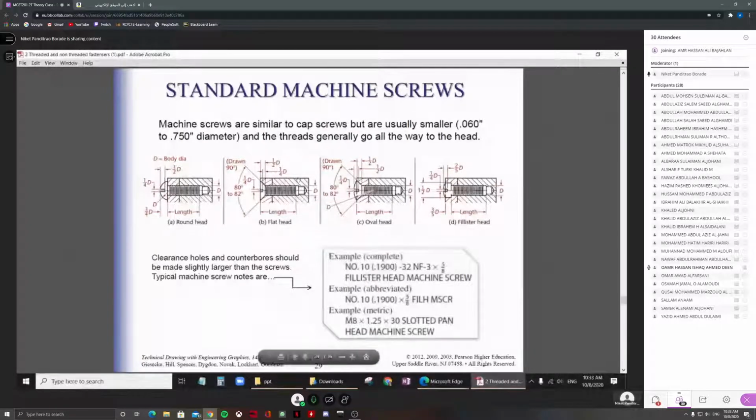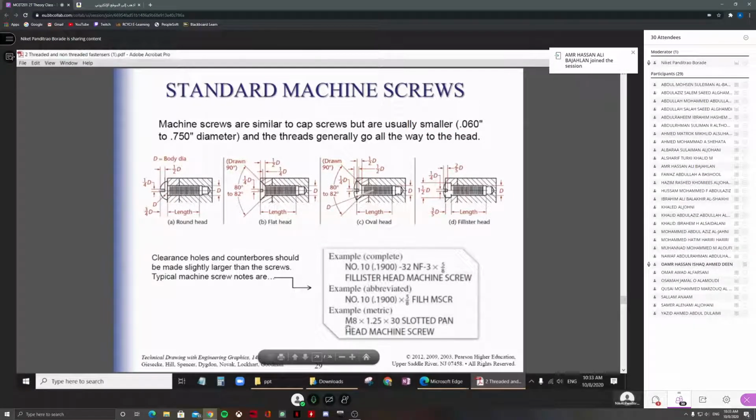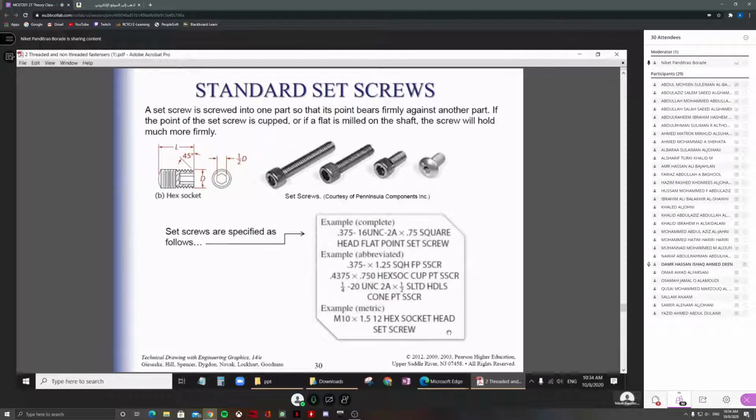So now these are the standard machine screws, and you can see here some dimensions. I have a question: like M8, if you can see my cursor, M8 into 1.25. What is 8 here? Major diameter. Metric thread, 8 is the major diameter. We have seen that one. 1.25 is the pitch of the thread. This is the value of the pitch, M8 into 1.25, like this. Then standard set screws.